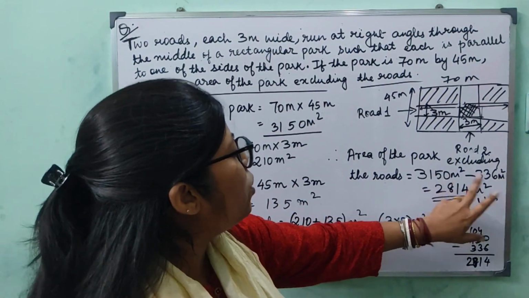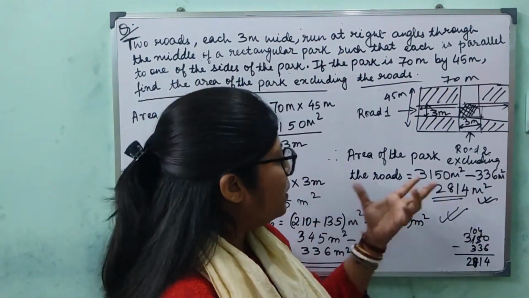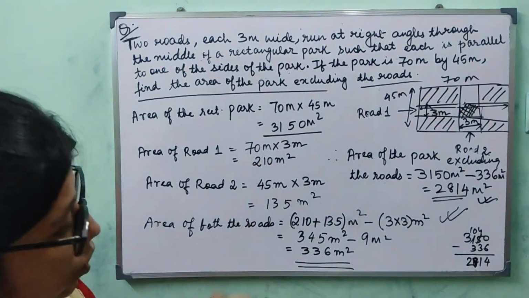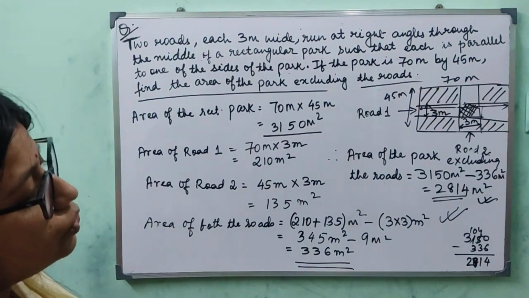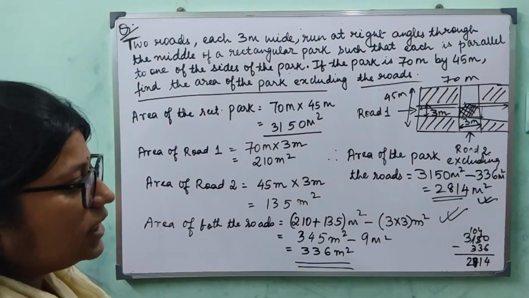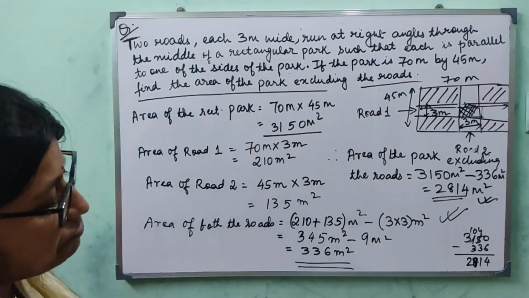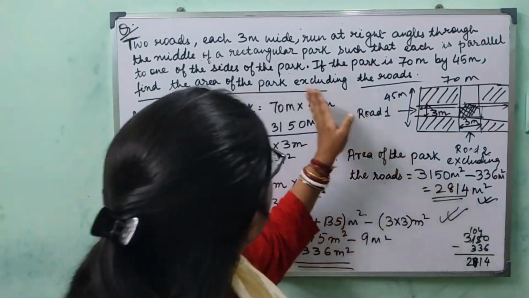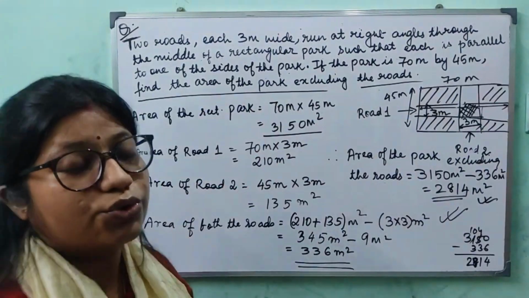So 3150 meter square was the area of the park and 336 was the area of the roads. So their difference is 2814 meter square, which is the area of your park excluding the two roads.